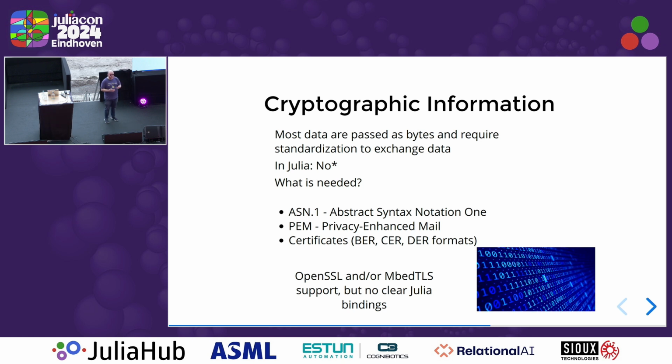Again, encoding in such a way that it can be used on several kinds of computers. I haven't found anything like that in Julia that could be used for importing these public keys, for example, or certificates. As I mentioned, OpenSSL or mbedTLS has some support, but doesn't have any clear Julia bindings. You can use them, but it's not very clear how to use them. Also, the documentation is not very good.